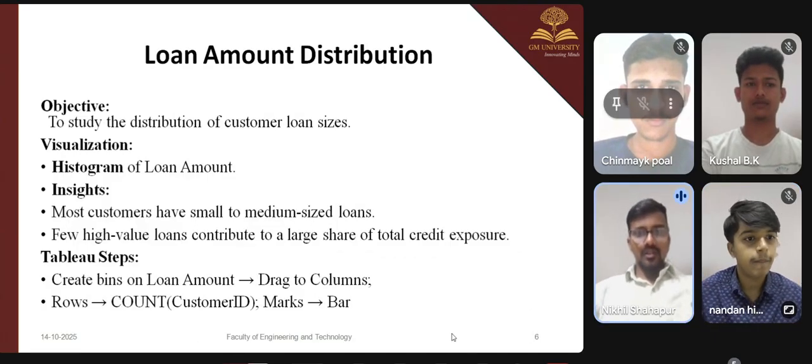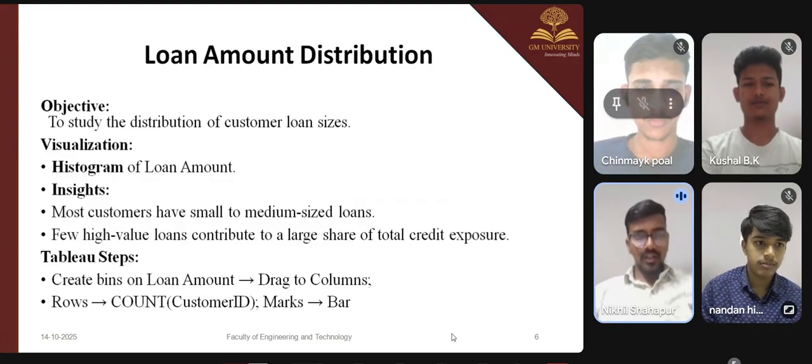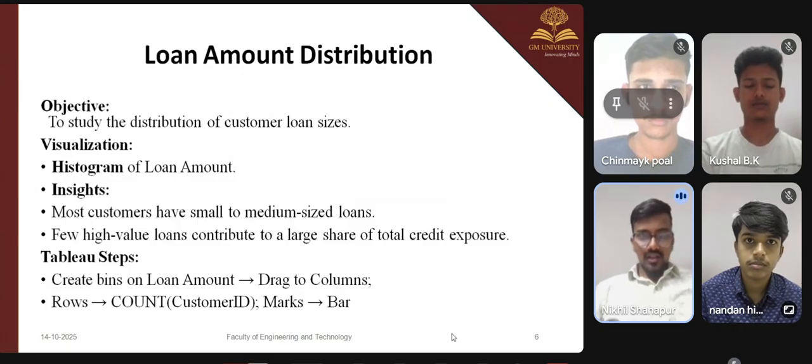Coming to loan amount distribution. The objective is to study the distribution of customers' loan sizes. For visualization, a histogram of loan amounts. Insights: most customers have small to medium sized loans. A few high-value loans contribute to a large share of total credit exposure. For the Tableau setup, create bins on loan amount, drag to columns, rows count customer ID, marks bar.